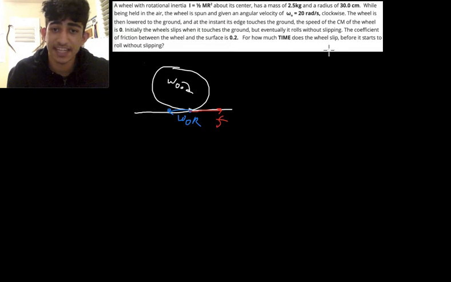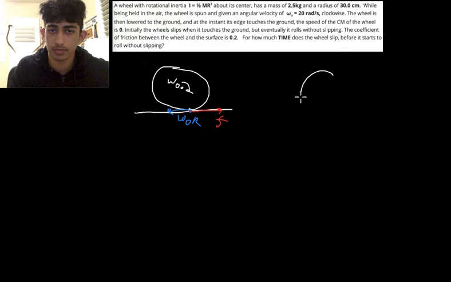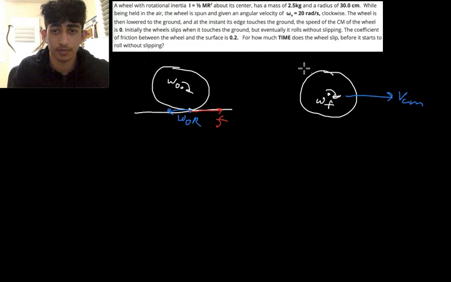Now, we want to find how much time it takes for the wheel to slip, how much time the wheel slips for. It'll stop slipping when you start rolling without slipping. So what will that look like? Well, we have our wheel again. And it has a different angular velocity because this torque is decreasing this initial angular velocity. But we know that if something is rolling, it's still going to have an angular velocity in the clockwise direction. So we'll call that omega f. But now it's also going to have a velocity forward. The center of mass will have a velocity forward.